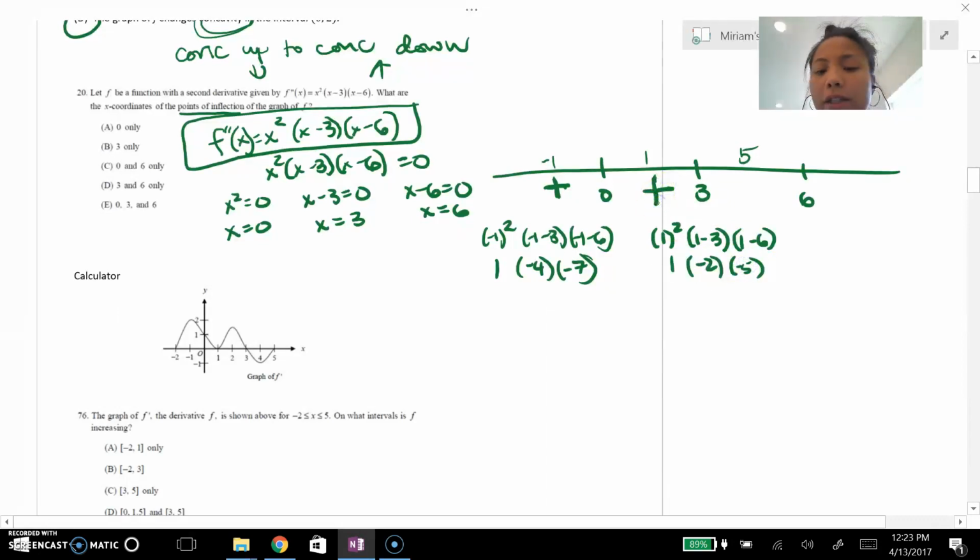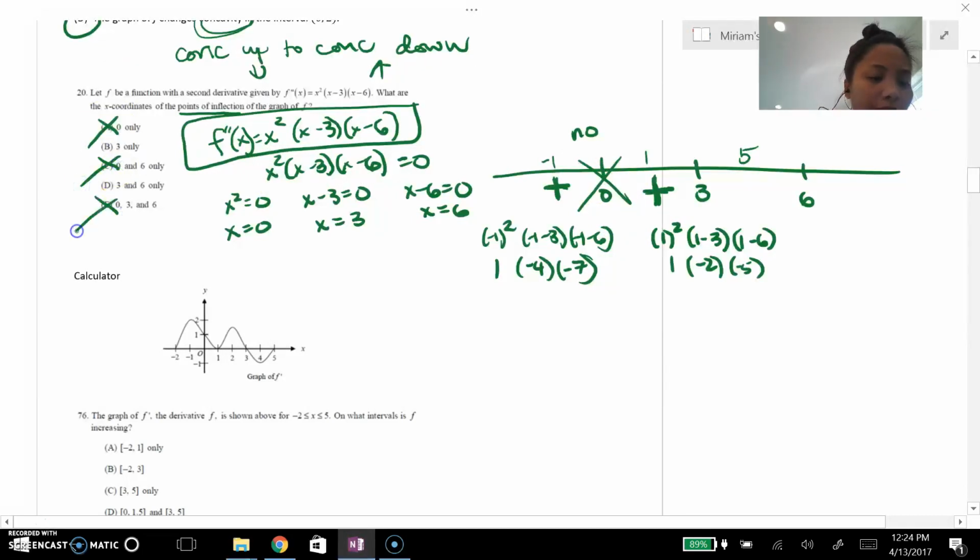So I'm going to pause here and see. Is 0 an inflection point? No, because it stays concave up, and then afterwards it's still concave up. Okay? An inflection point changes concavity. It doesn't. So this is not one of our answers. So let's cross off the answers with 0 in it. Okay, so now we're going to focus on 3.